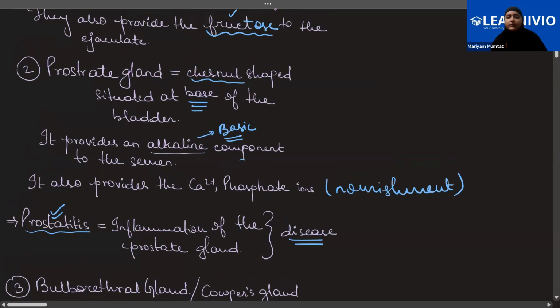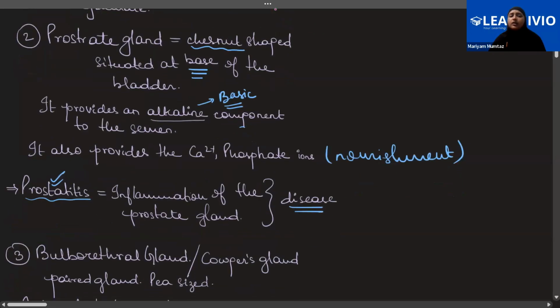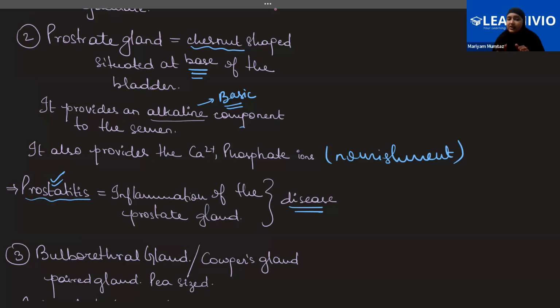Now talking about the prostate gland. Now this gland is chestnut shaped. Just like how the seminal vesicle was coiled, this is chestnut shaped. Now, where is it situated? It is situated at the base of the urinary bladder. Seminal vesicle was behind the bladder. This is at the base of the bladder. Now, what does it do? It provides an alkaline component to the semen, meaning it sets the pH of the semen to an alkaline or basic pH. What does the basic pH range from on a pH scale?